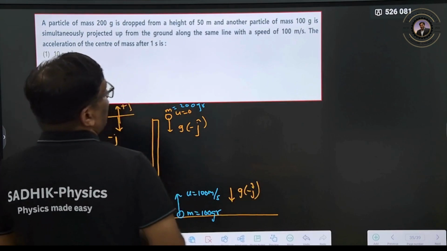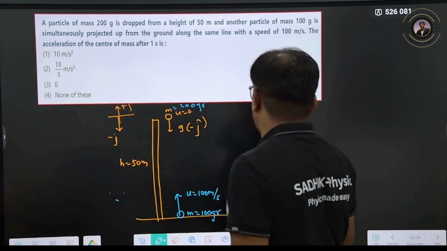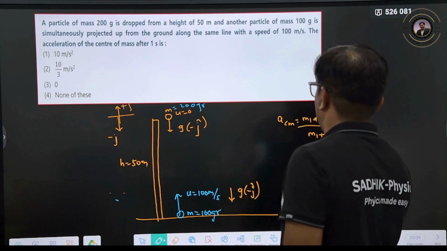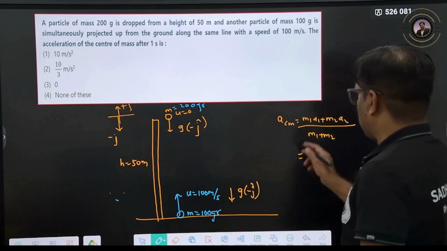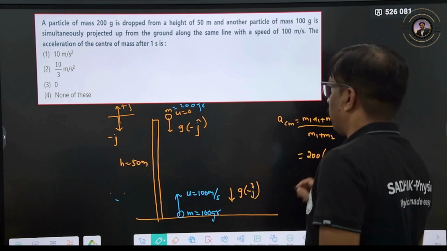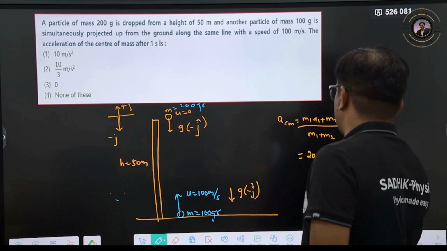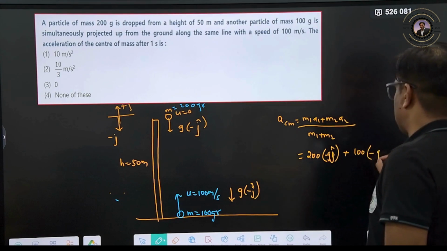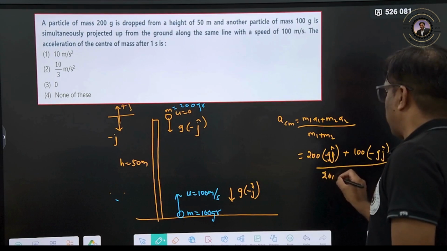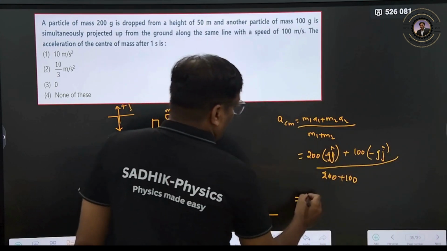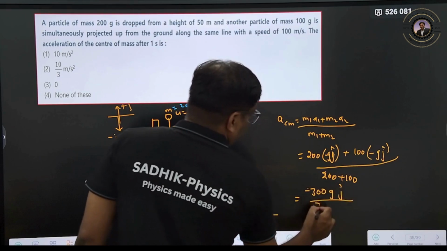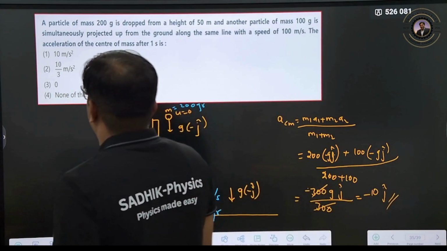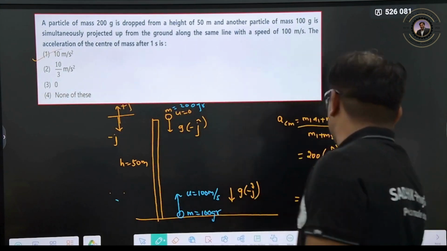He is not asking the velocity of the center of mass, but the acceleration of the center of mass. So, the acceleration of your center of mass is (m1 a1 plus m2 a2) divided by (m1 plus m2). While going upward, there is no change in the acceleration. m1 is 200 grams into minus g j cap, plus 100 grams into minus g j cap, divided by 200 plus 100. How much will it be? This is minus 300 g j cap by 300, that is minus 10 j cap. Therefore, 10 will be your answer.